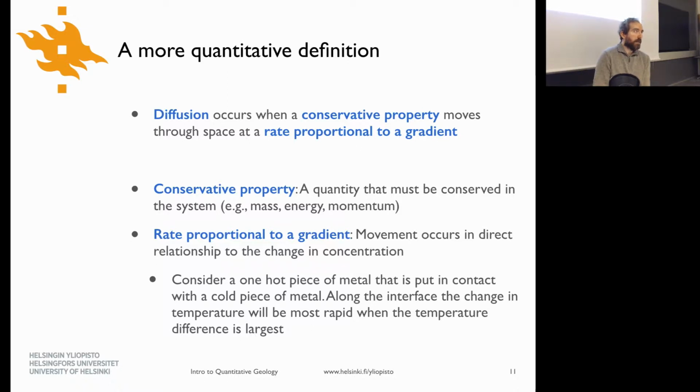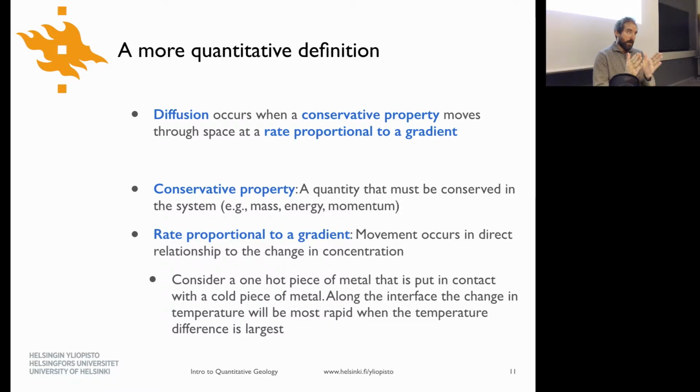Now, reading this, I've read this definition a number of times, and I don't really get a great deal of information from it. It is probably a very good description of diffusion as a process, but it's not a very accessible description. And so what we're going to do now is break this down a little bit. When we talk about a conservative property, it could be anything that is conserved within the system that we're looking at.